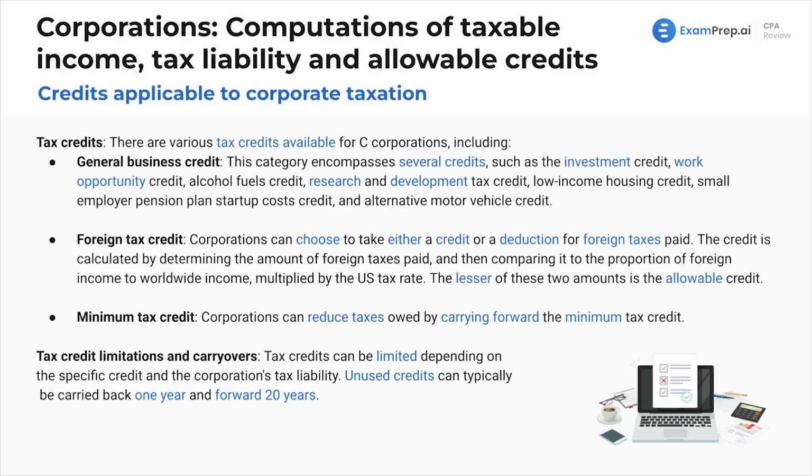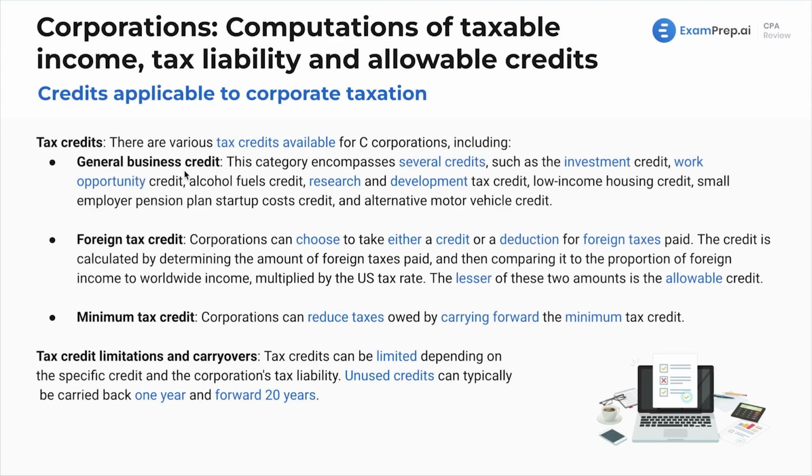Credits. Allowable credits for a corporation. What are the tax credits available to C Corps? Obviously, there's probably way more than we're going to go over. Not probably, there are. It's just there's only certain ones that are important for the exam. We've got various tax credits available for C corporations, including the general business credit.